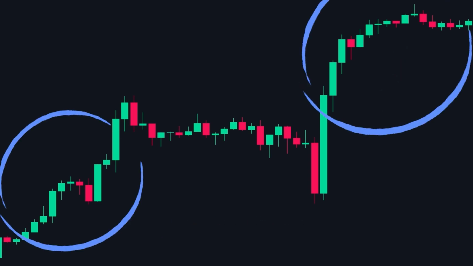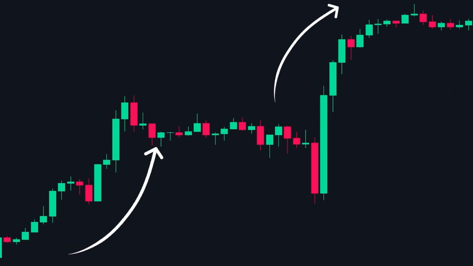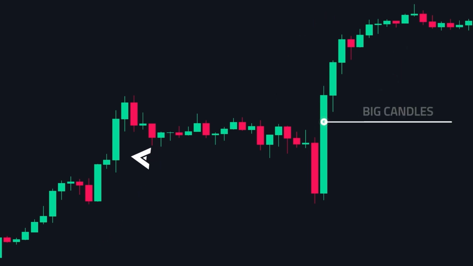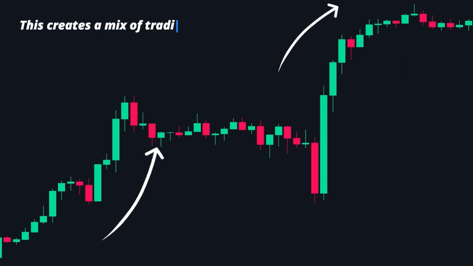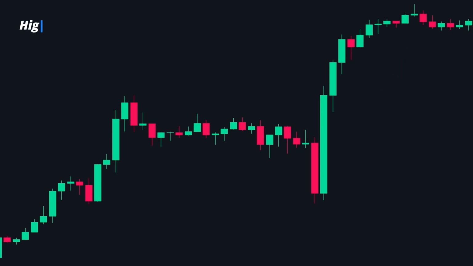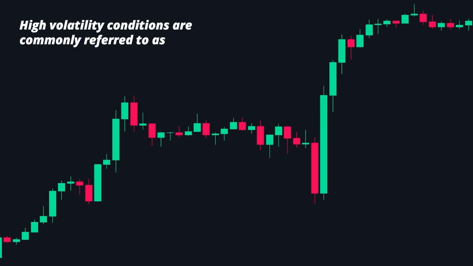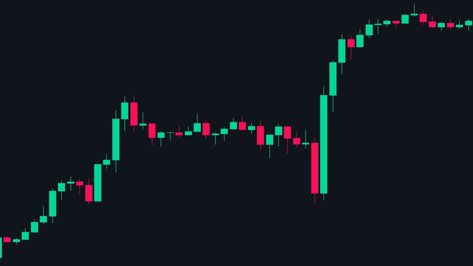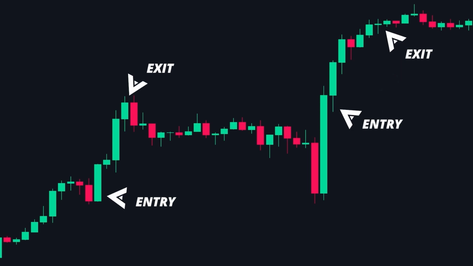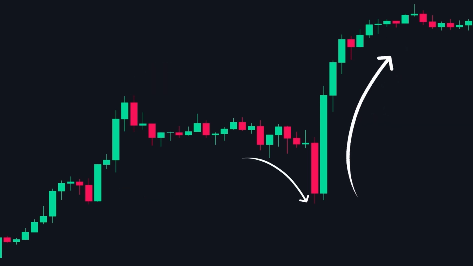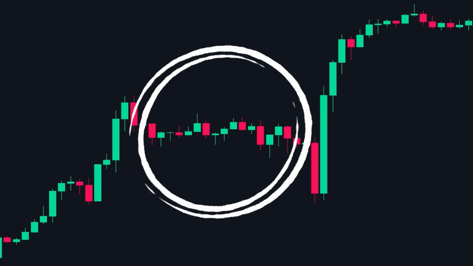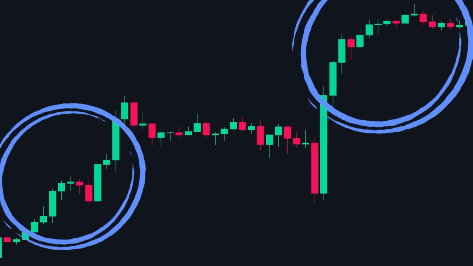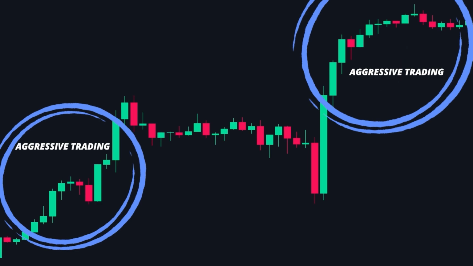In contrast, in high volatility settings, prices move swiftly, resulting in large swings and big candles. These quick changes are characterized by great momentum, creating a variety of trading opportunities and obstacles. High volatility conditions are commonly referred to as trending markets. Trading under such situations can be quite simple, but it necessitates aggressive entries and exits because the price might swing dramatically in any direction. As a result, in a low volatility environment, it is important to take a conservative trading technique, whereas in a high volatility environment, an aggressive strategy is more acceptable.